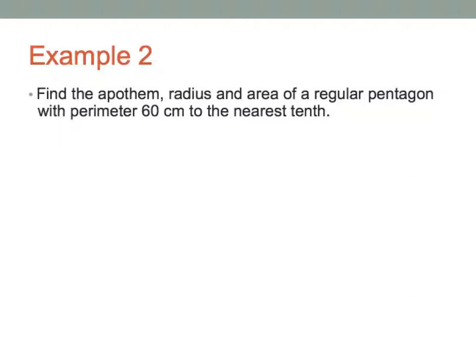Example 2. Find the apothem, radius, and area of a regular pentagon. A pentagon is a 5-sided figure with perimeter 60 centimeters to the nearest tenth. So apothem, radius, and area. Those are the 3 things we're looking for of our pentagon. Again, I'm not going to draw the whole thing. I'll just draw one of the sides. That's the center. I'll have my radius drawn in, and I'll have my apothem drawn in. And here, they just told me that the perimeter is 60.